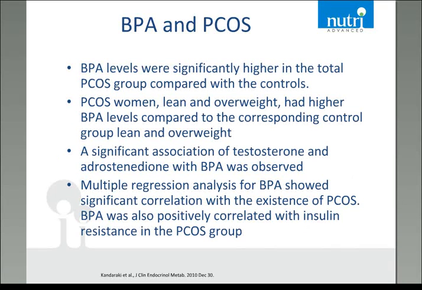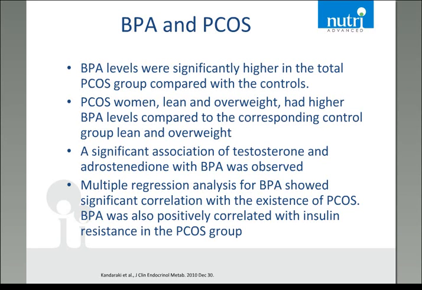Now, we've already talked about contaminants with regards to fibrocystic disease, but it's also believed that those contaminants are directly linked to PCOS, particularly BPA. BPA levels were significantly higher in the total PCOS group compared with the controls. PCOS women, lean and overweight, had higher BPA concentrations than the corresponding control group, lean and overweight women. A significant association of testosterone and androstenedione with BPA was observed. Multiple regression analysis for BPA showed significant correlation with the existence of PCOS. BPA was also positively correlated with insulin resistance in the PCOS group.